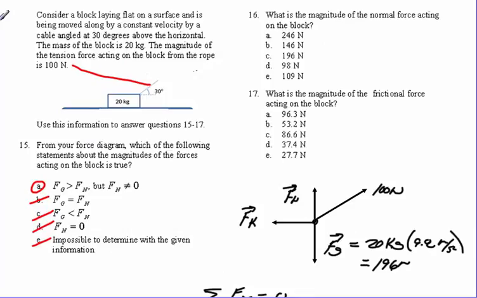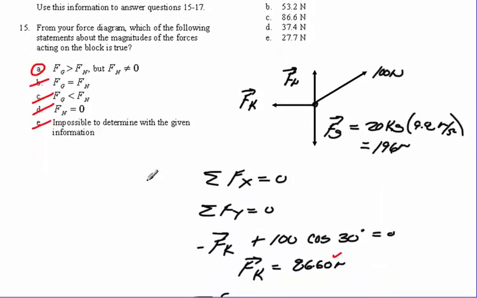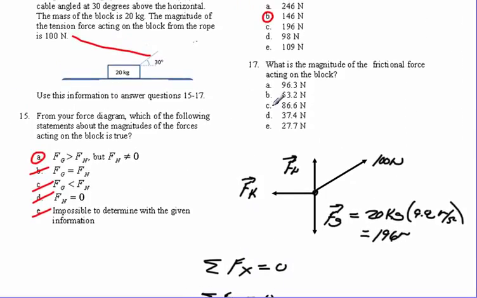Now let's see if we get this one. What's the magnitude of the normal force? Well, I just ran that number, did I not? The normal force is going to be 146 newtons. And then what's the frictional value that I calculated? 86.6. So that value is 86.6.